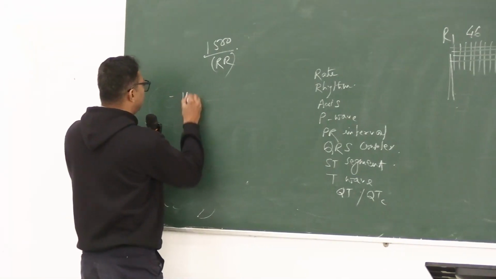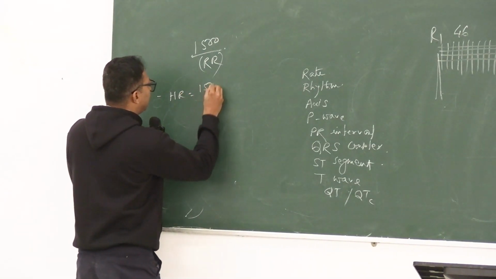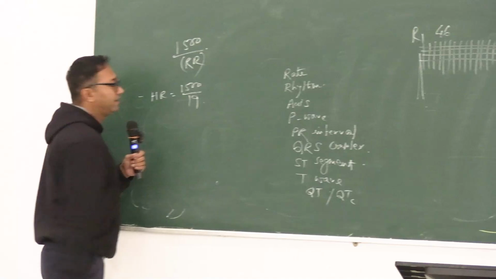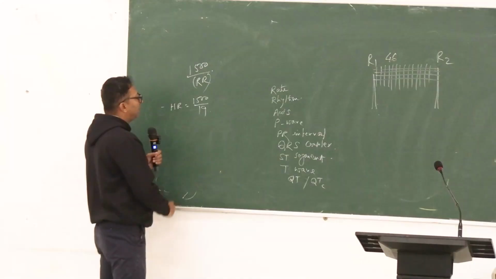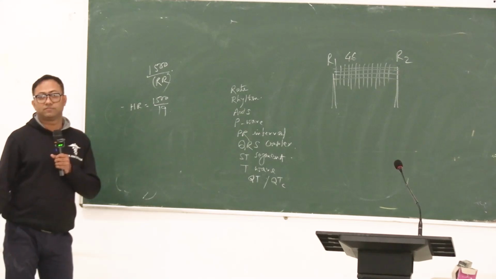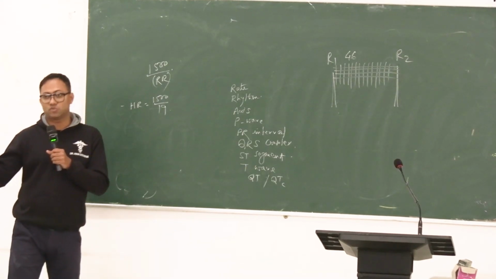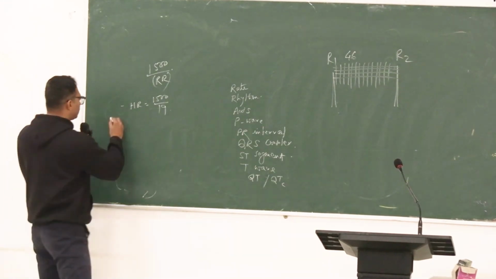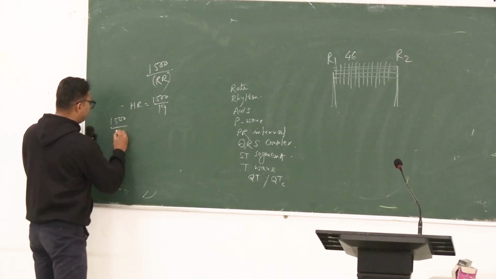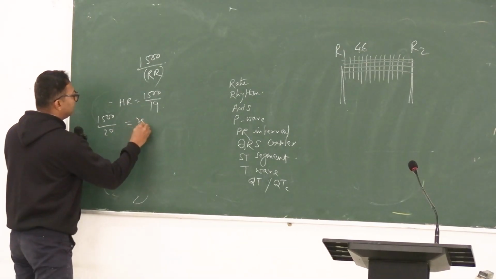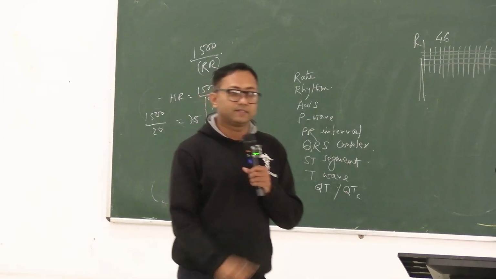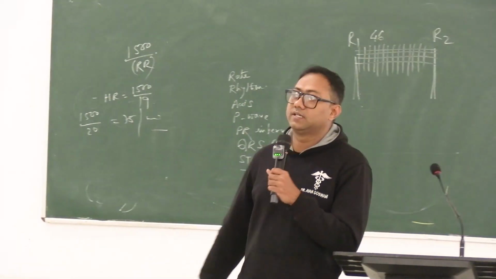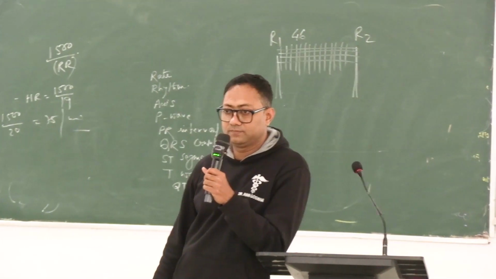So heart rate will be 1500 divided by 19, whatever the value will come. For the sake of easier calculation, take it as 20 small squares. So 1500 divided by 20 small squares, heart rate is 75 per minute. Getting my point? This is how you need to calculate heart rate, right?